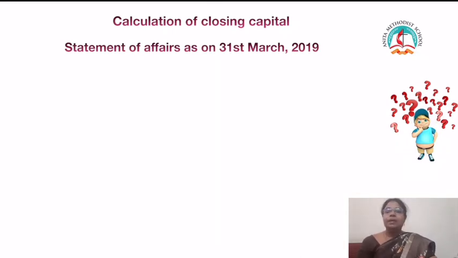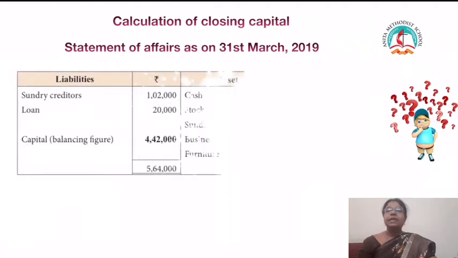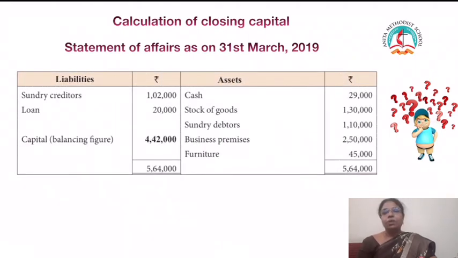They have given the balance sheet. So now we have to prepare the statement of affairs as on 31st March 2019. Post all the assets on the asset side and liabilities on the liability side. Cash is 29,000. Stock of goods 1,30,000. Sundry debtors 1,10,000. Business premises 2,50,000 and furniture 45,000. So the total comes to 5,64,000.